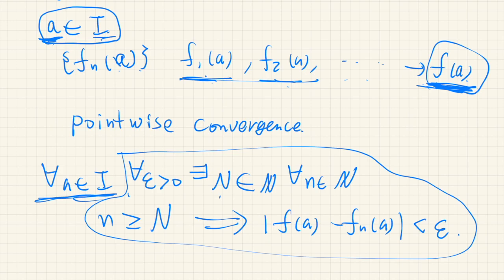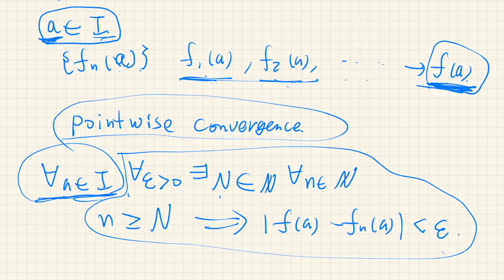So in this sense, if this convergence is true for each point in the interval, then we say this is pointwise convergence of this sequence of functions. So what's important here is that since we first fix the value of A, this value of N may depend on the value of A. So maybe we should write this N as N of A because it's dependent on this A.